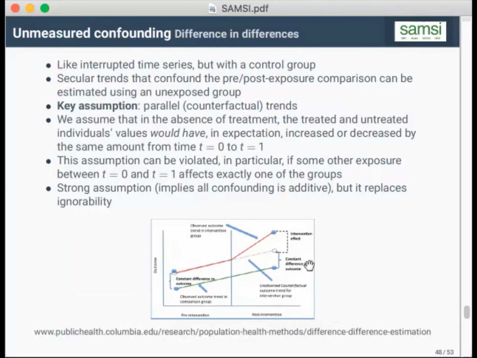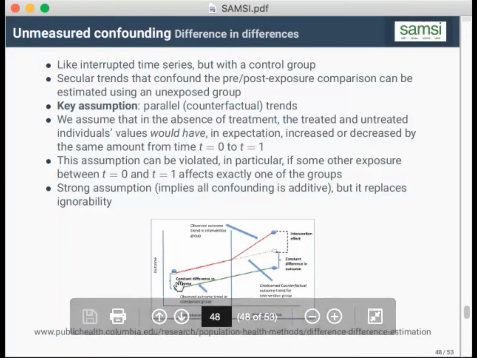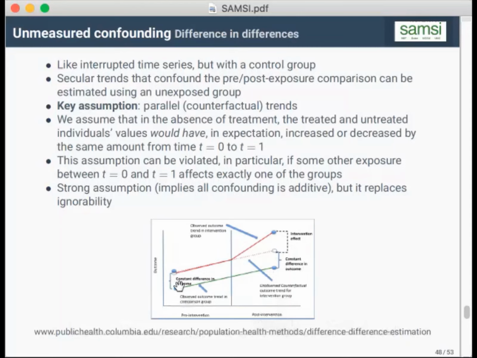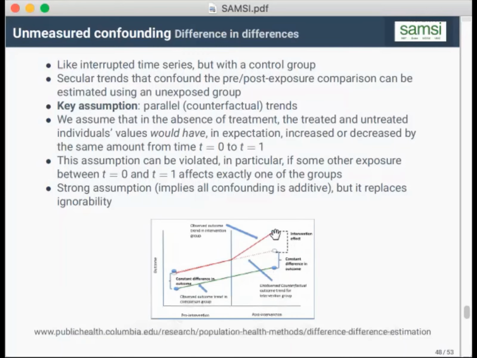And we can estimate the component due to the secular trend by looking at this green line and taking the outcome at the end of follow-up and subtracting off the outcome at the beginning of follow-up. And that is the secular trend, or the confounding due to secular trends. And when we subtract that off, we get the true effect, which is the post-intervention outcome minus where the post-intervention outcome would have been had the intervention not been implemented.